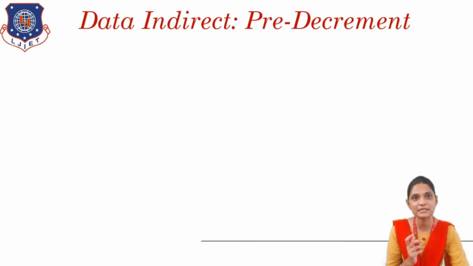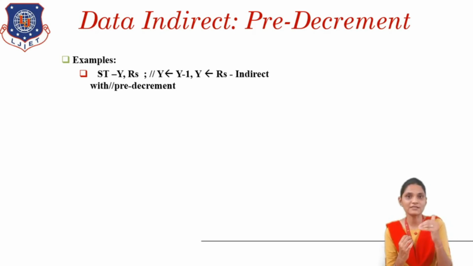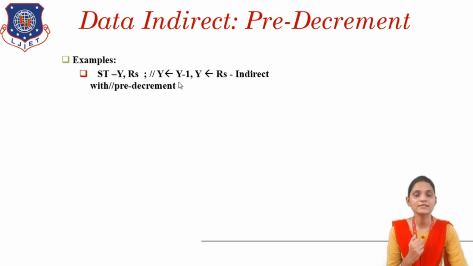We will see these things in detail. First, let us see the data indirect addressing mode with pre-decrement. Okay, in this we can use an instruction like ST minus Y, Rr. We use the minus notation first to indicate that it is the pre-decrement addressing mode. In this addressing mode, first the content of the Y register is decremented by 1, and then the content of register Rr is going to be stored at the location given by the decremented address.